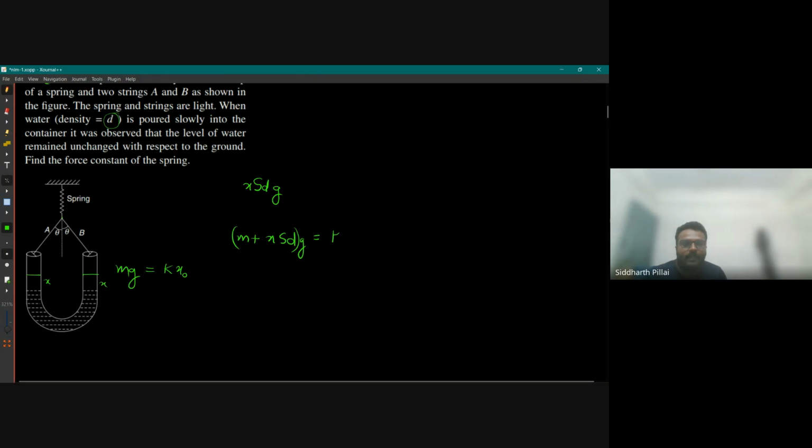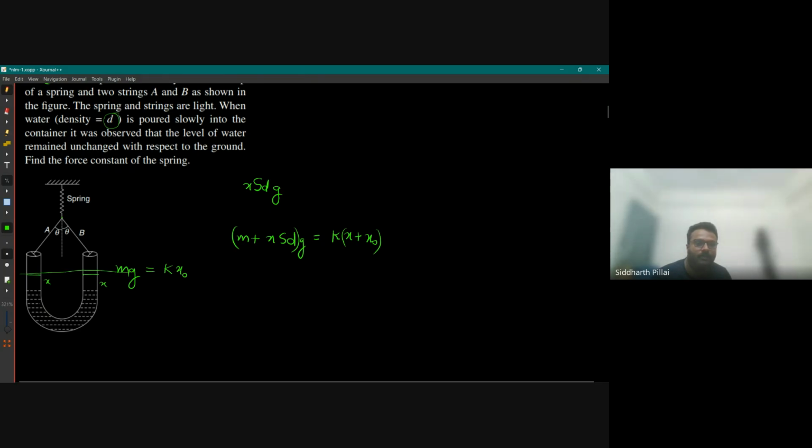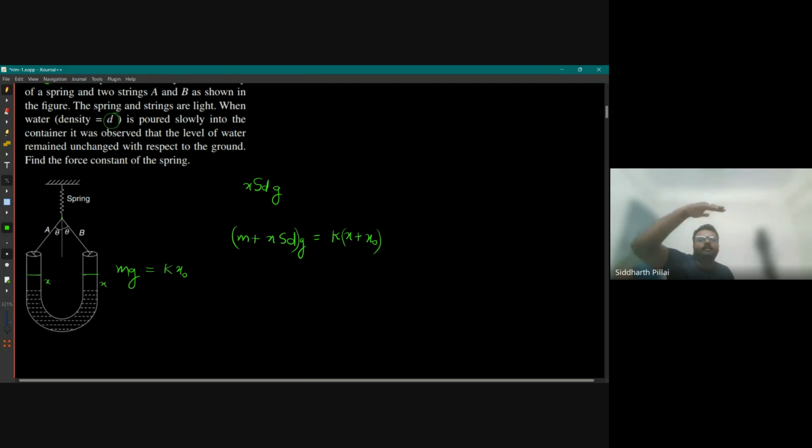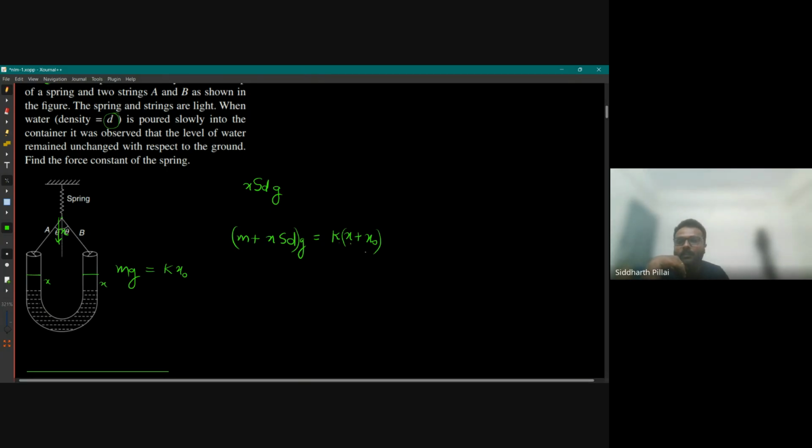also at equilibrium. So this will be k into x plus x naught, right? From equilibrium, you have added the same distance x. It gets pushed down because the level x remains the same. So let's say if it was without the spring, you added some water, and this is the new level of water, right? The water level rose up by x. But at the same time, if the spring also gets pushed down or gets extended by a further x, in that case, the water level will not change with respect to the ground. So the extension in the spring is also x.